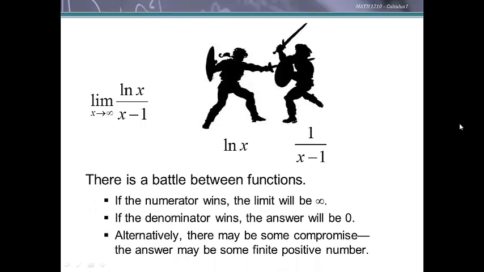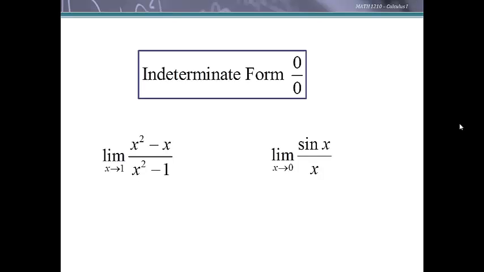If the numerator wins, then the limit will be infinity, because we would have infinity here. But if the denominator wins, well, if the denominator goes to infinity, then the fraction goes to 0. But there could be some kind of an in-between, and the answer could be some finite positive number. We're going to see how to determine who wins when we learn L'Hopital's rule. First, let's talk about what it means to have an indeterminate form.